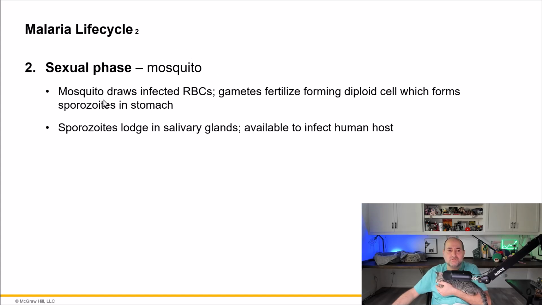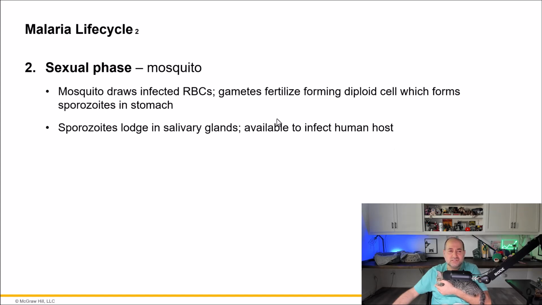The mosquito draws infected red blood cells during its blood meal. Gametes then fertilize, forming a diploid cell. They make a zygote, or more specifically, a sporozoite in the stomach. Those sporozoites lodge in the salivary gland of that mosquito, and that's available to infect the next human host.